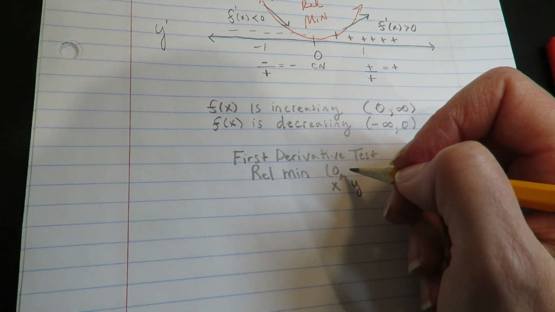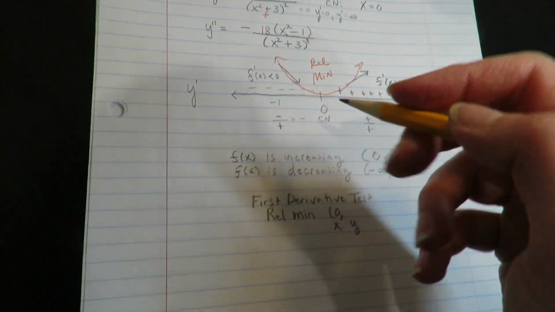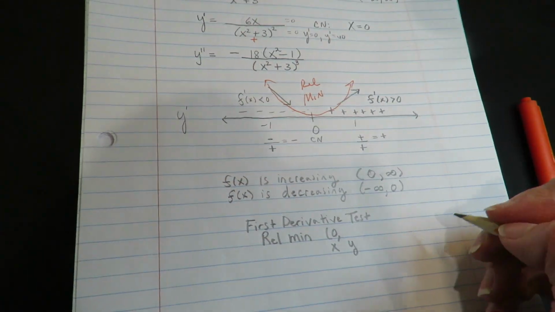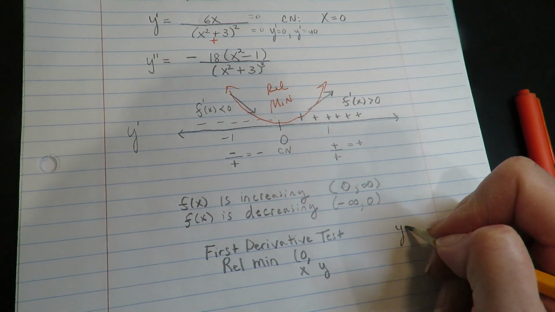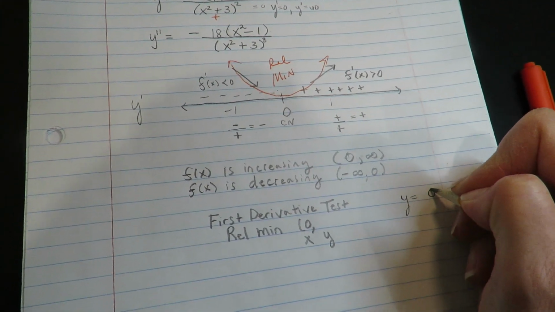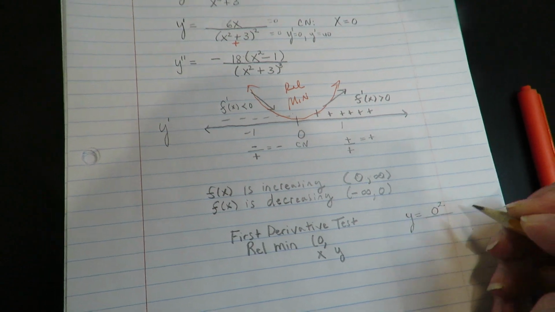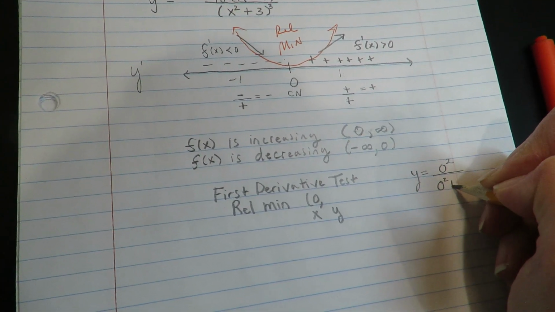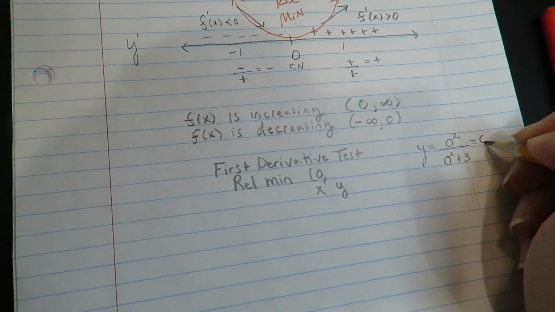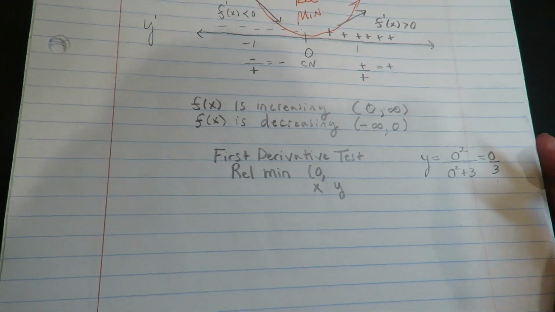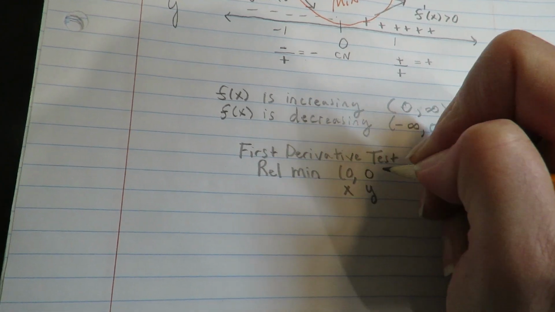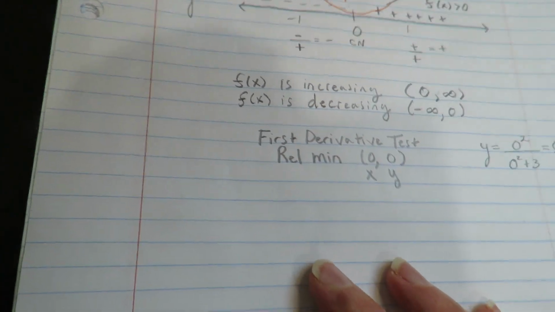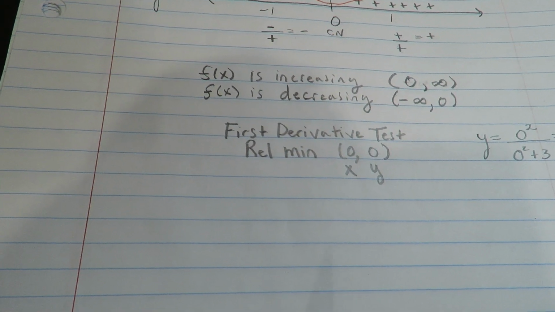We want the y value. So I'm going to plug it into the original. So make sure you're with me on that. I'm putting it in here. So y equals 0 squared over 0 squared plus 3, which is 0 over 3, which is 0. All right, that is the lowest point locally on the graph.